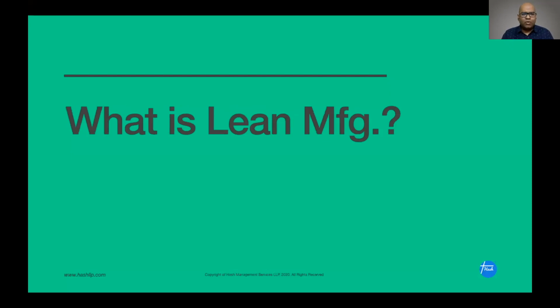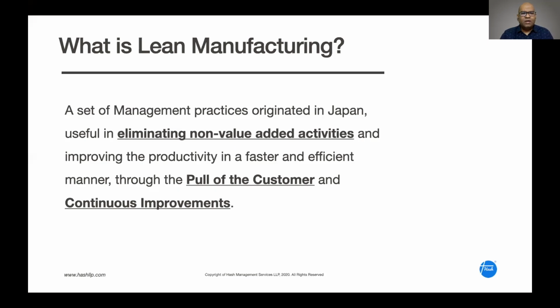The first session is about the history of lean manufacturing. What is lean manufacturing? Right? Lean manufacturing is a set of management practices that originated in Japan, which are useful in eliminating non-value added activities. Right? Elimination of non-value added activities. That is the first thing which I have underlined. And improving the productivity in a faster and efficient manner through the pull of the customer, right? And continuous improvement. So pull of the customer is the second key term, and the third one is continuous improvement.